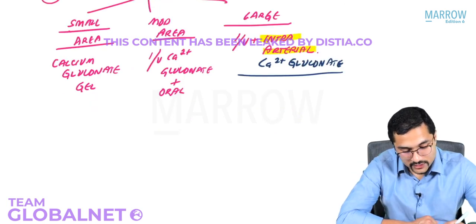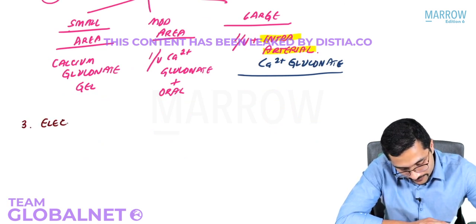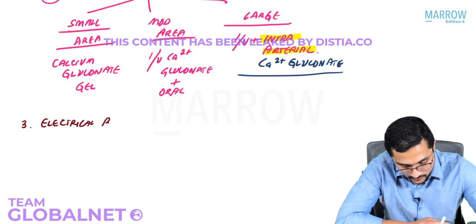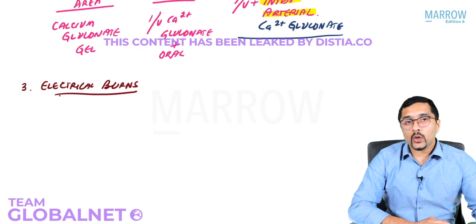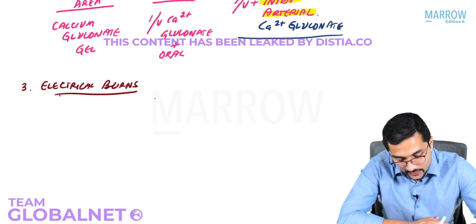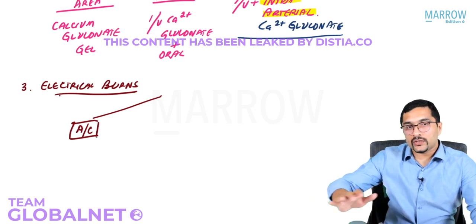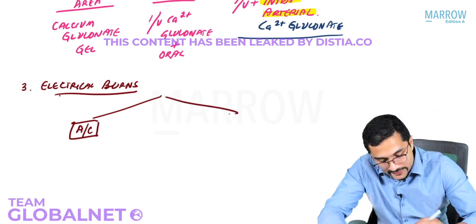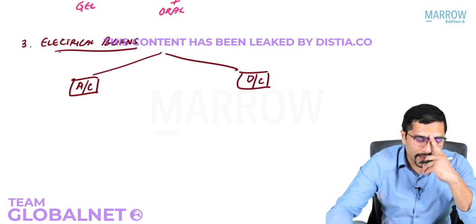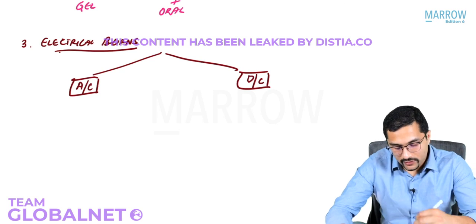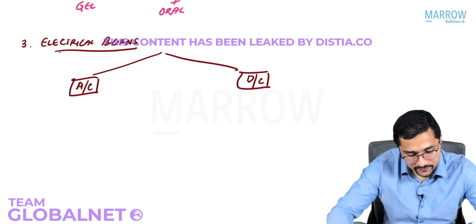The third special situation which you should know about are electrical burns. Now, electrical burns can either be due to alternating current or due to DC current. Alternating current is the current which is present in all the sockets in our house, that is AC current, and DC current is direct current. So, some basic principles which you should know about electrical burns, and then I will tell you the specific features about AC and DC burns.